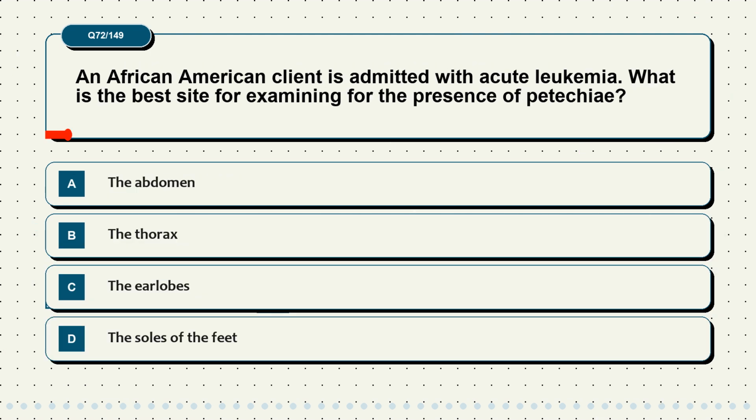Question 72. An African American client is admitted with acute leukemia. What is the best site for examining for the presence of petechiae? Here are the options. Option A. The abdomen. Option B. The thorax. Option C. The earlobes. Option D. The soles of the feet.